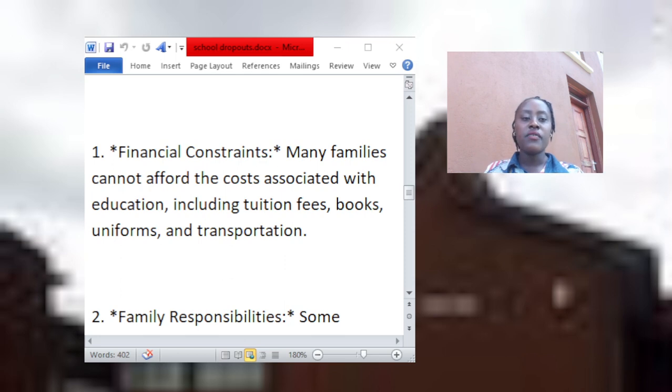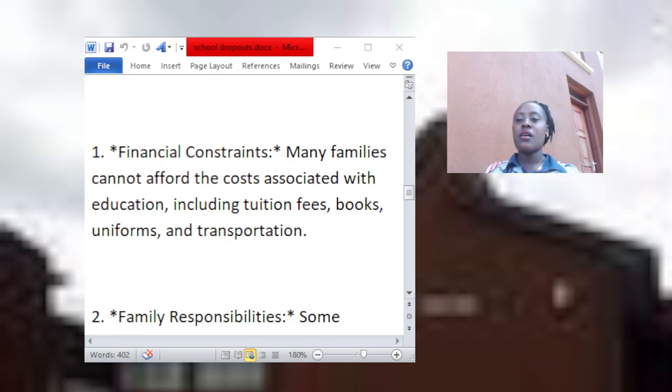This is where many families cannot afford the costs associated with education, including tuition fees, books, uniform, and transportation. You may find a family who are not even able to raise basic needs, leave alone school things. So it may be so difficult for students to go to school since they cannot even afford a meal overnight or for a day. So it becomes so difficult for them to attend school, to pay school fees, to buy books, uniform, and even transport at times. So that would be a cause of school dropout, financial crisis.